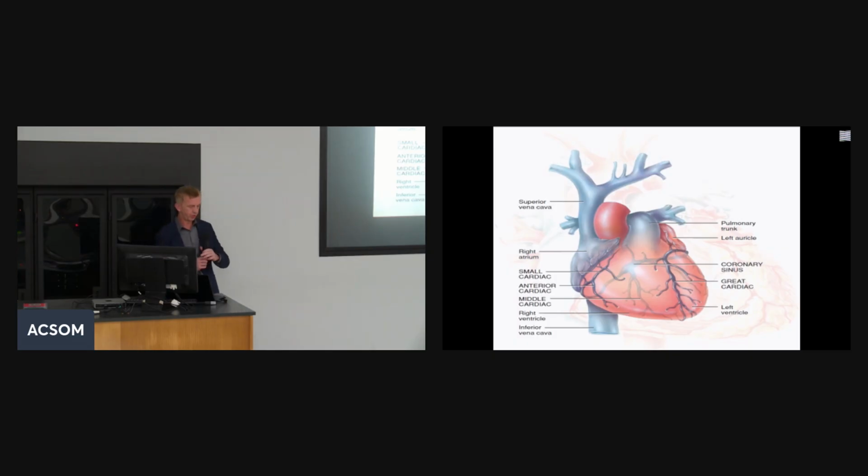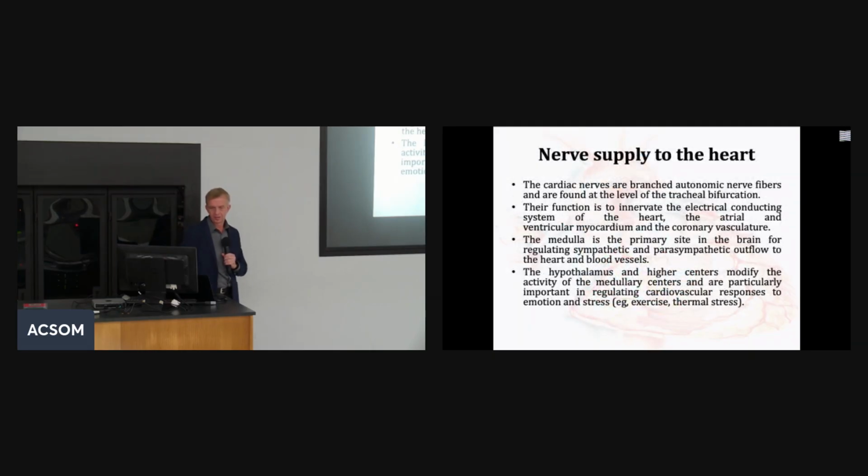Now, the last part of the heart is nerve supply. There are two systems that innervate the heart, right? The sympathetic system and the parasympathetic system. The primary site in the brain is the medulla oblongata, which regulates the sympathetic and parasympathetic outflow to the heart and the blood vessels.